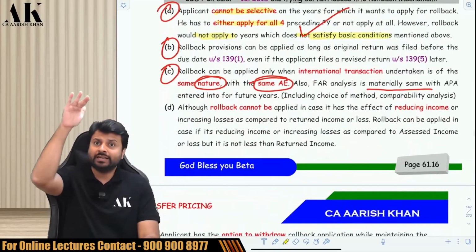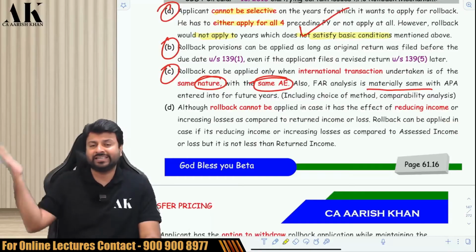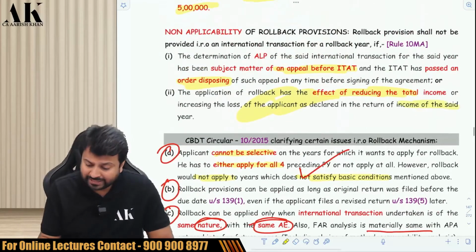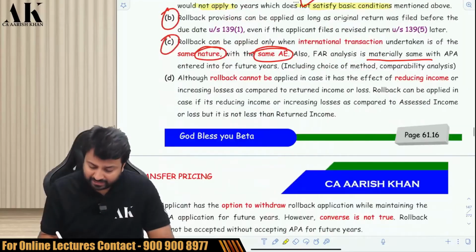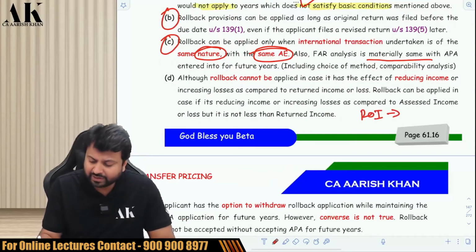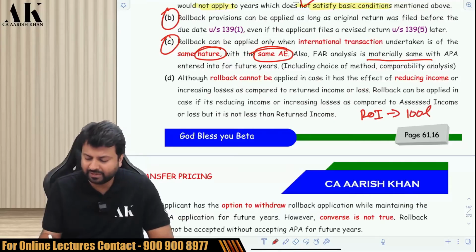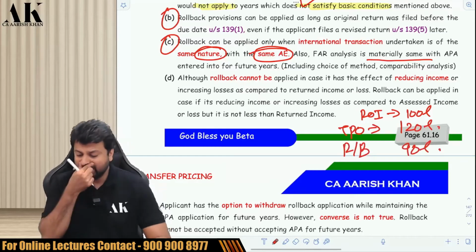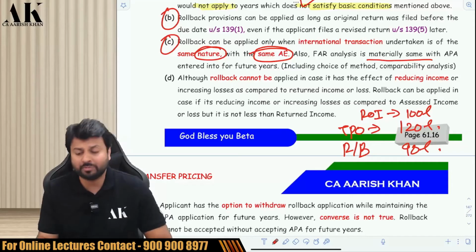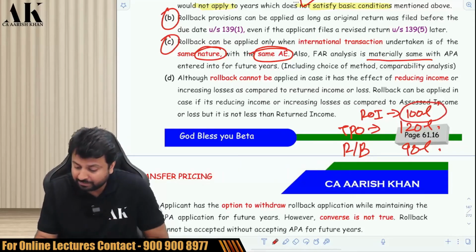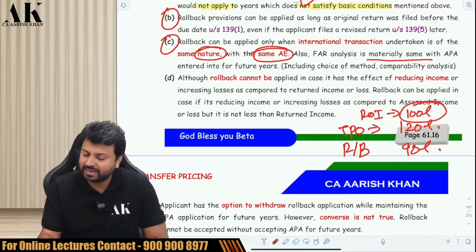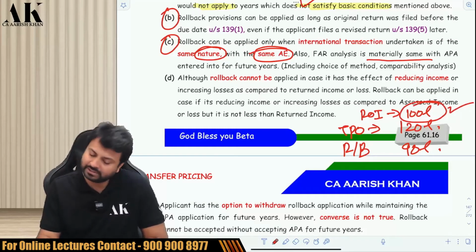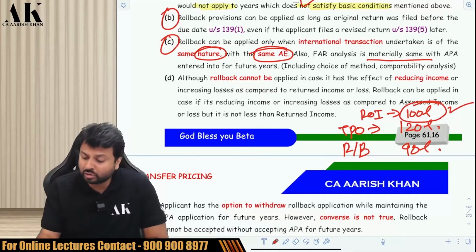Okay. Next. One of the conditions given on the previous page is that rollback is not applicable if your total income reduces or if your losses increase as compared to the income in the return of income. Listen carefully, I am explaining with the help of an example. If your return of income shows an income of 100 rupees, and your TPO has increased the income to 120 rupees, and because of rollback the income reduces to 90, now the rollback provision cannot be made applicable because rollback cannot reduce your income below 100. Now if you say to the department, I am ready to accept 100 rupees as my income, then rollback will be applicable. Your income should not go below 100.